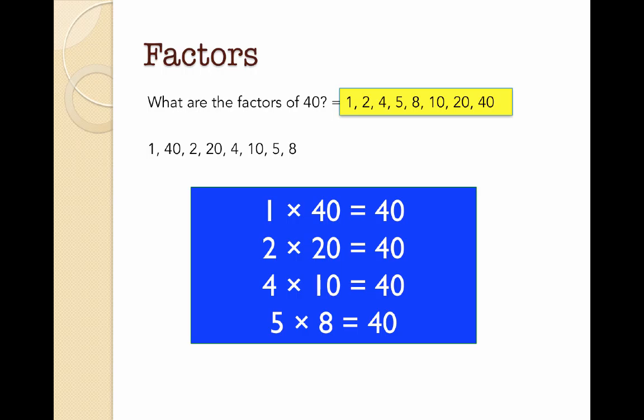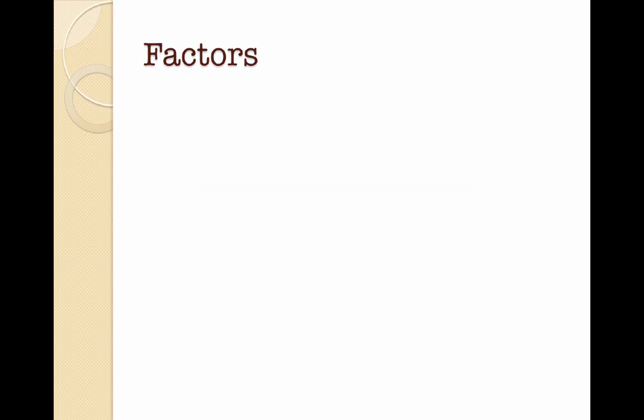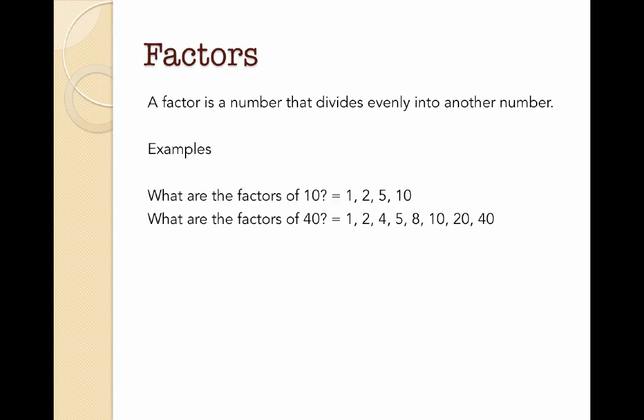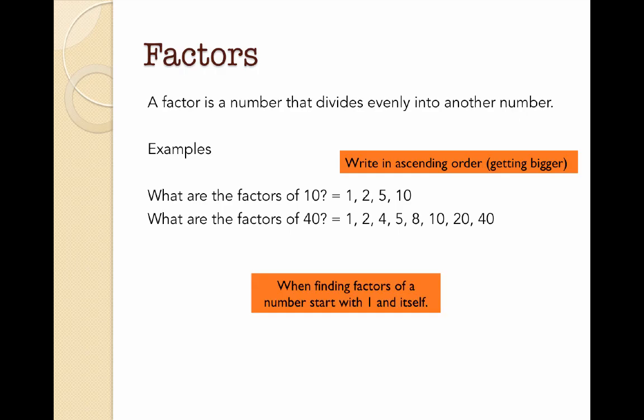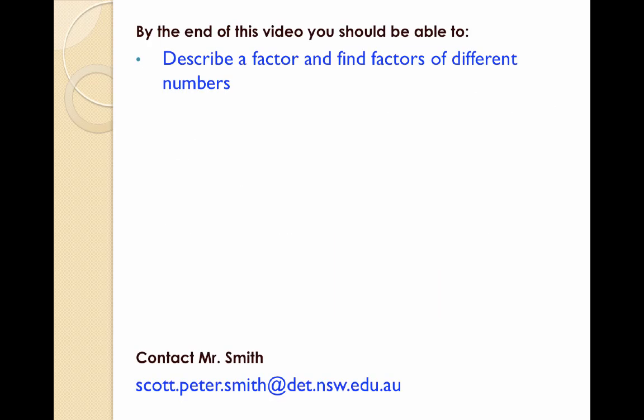So what should you write out now in your book so you understand what factors are later on? A heading is always a good one to start with. Then the definition. A factor is a number that divides evenly into another number. You should also get down the 2 examples that I went through, and then also some interesting or important information like writing the answer in ascending order, and that when you're finding factors, always start off with the number 1 and itself. And that's it.